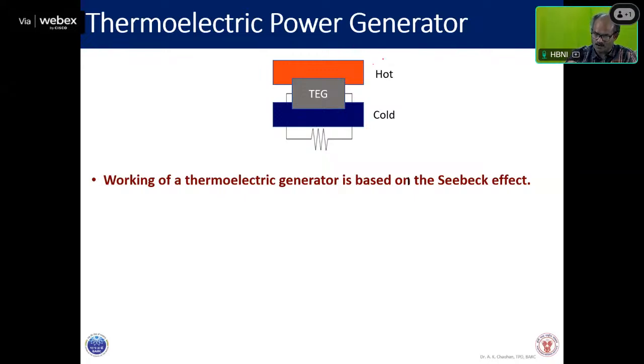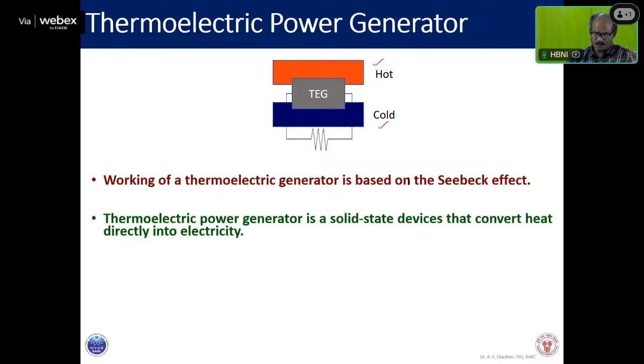So suppose you have a hot end and you have a cold end, and between this hot end and cold end you put a TEG device. I will go one by one. The working of a thermoelectric generator is based on the Seebeck effect. A thermoelectric power generator is a solid state device that converts heat directly into electricity. So this is my TEG.